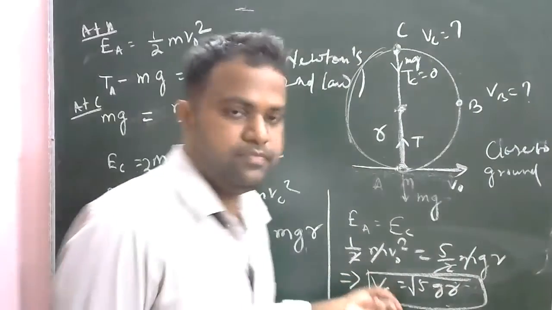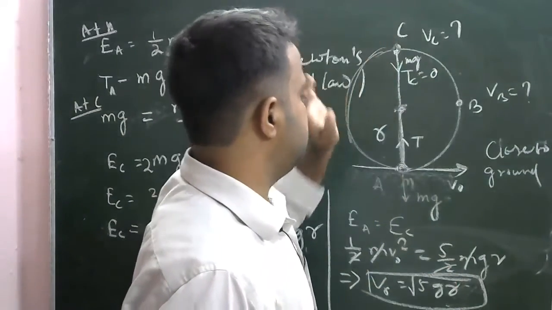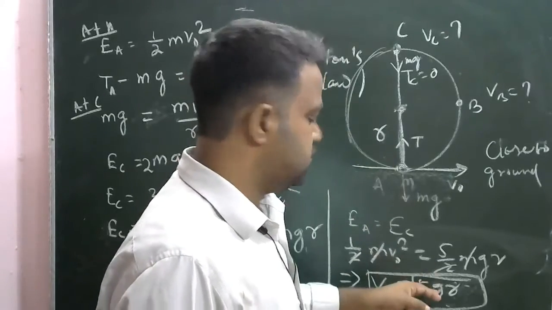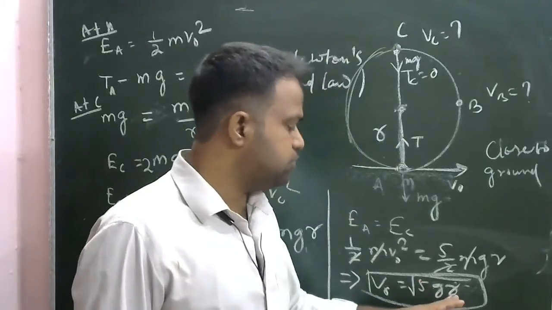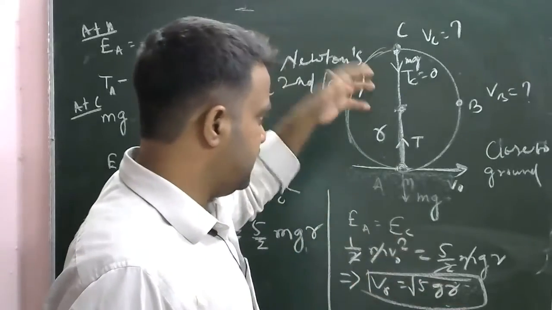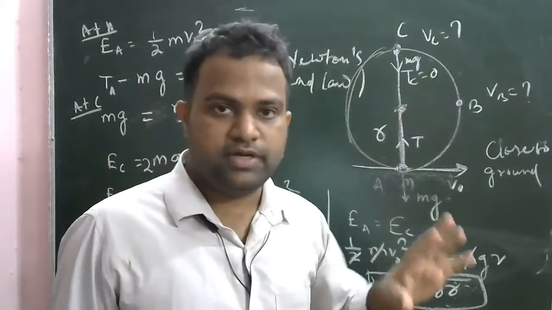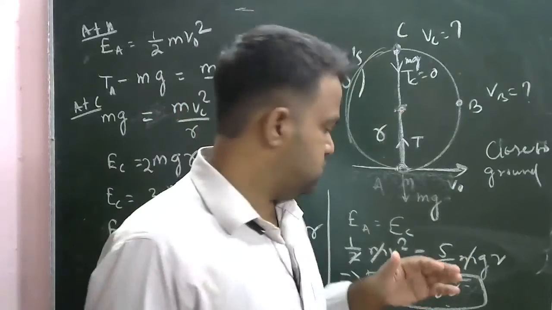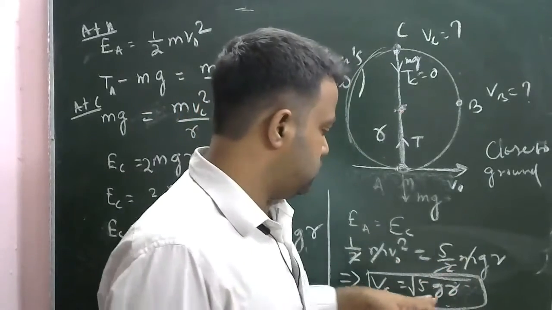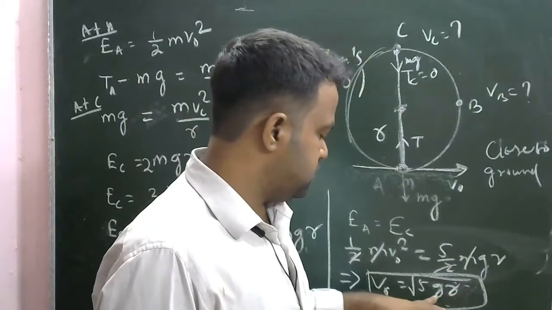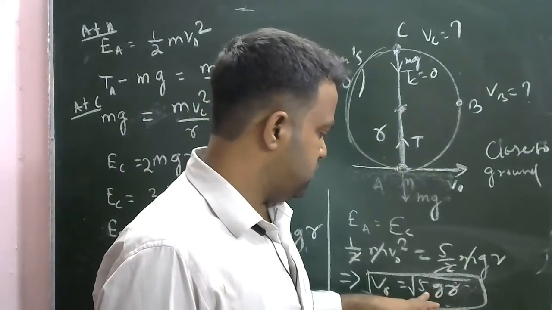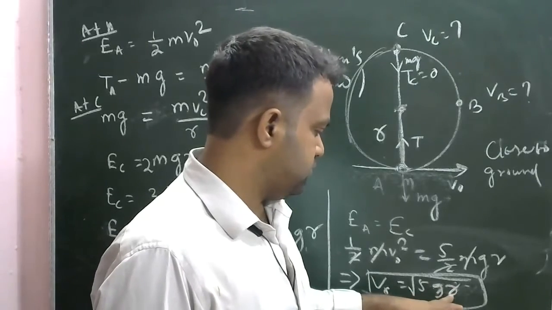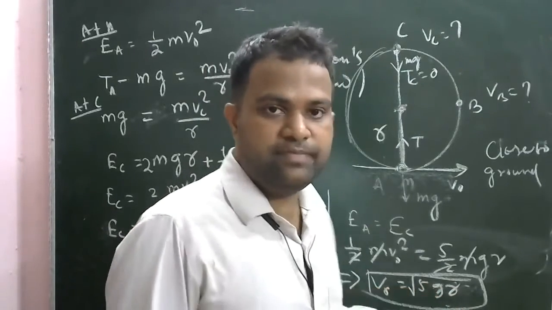So what should be your initial velocity, so that it will go at least up to C? Your initial velocity should be root of 5gr. If g is approximately 10 and R is, suppose, half meter, that means 50 centimeter, then 5 into 10 into half is 25, and root of 25 is 5. So 5 meter per second.